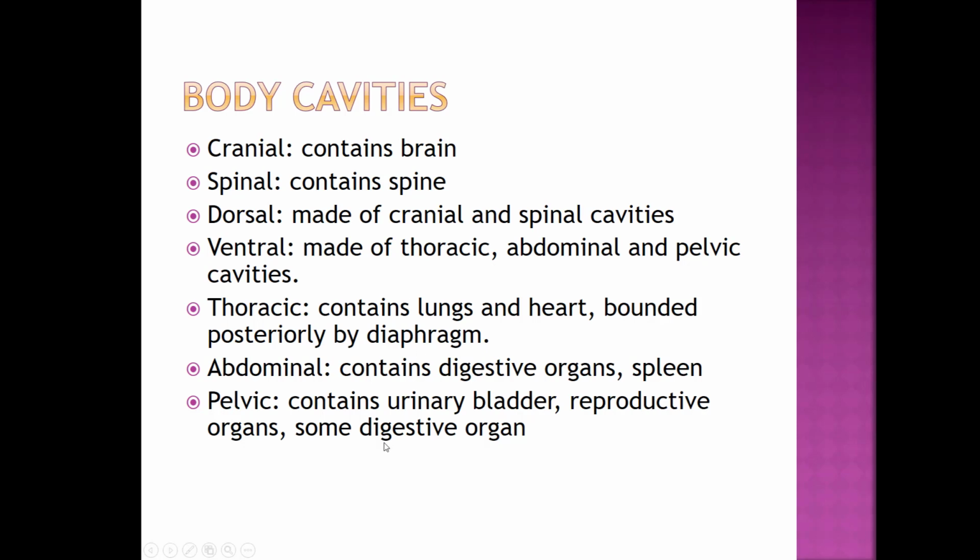All right, so here just shows the various organs that we find within each cavity. Okay, so the cranial cavity: brain and spine. The dorsal cavity is made of the cranial and spinal cavities, or vertebral cavity. The ventral cavity includes the thoracic, abdominal, and pelvic cavities. The thoracic cavity holds the lungs and heart, bounded posteriorly by the diaphragm. The abdominal cavity has digestive organs and the spleen, and in the pelvic cavity, as you can see, the urinary bladder, reproductive organs, and some digestive organs.